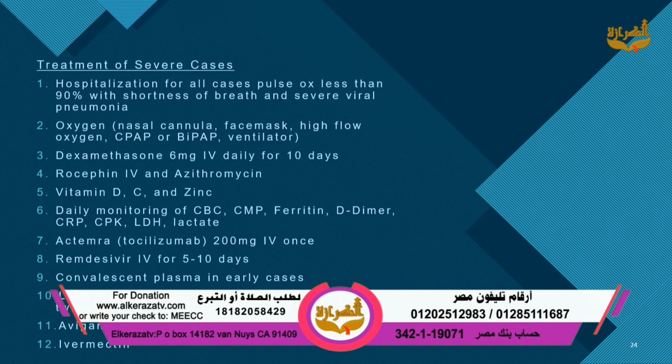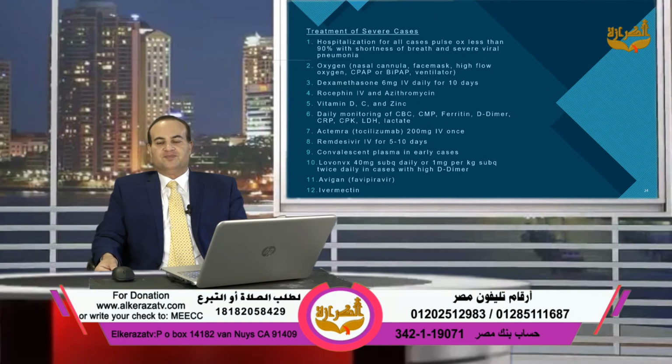Treatment of severe cases in the hospital, which I come to treat in the ICU and the floors. We check anybody with a pulse ox that is less than 90% in respiratory distress, breathing more than 20, 24, 30, 35, 36 breaths per minute, that's really respiratory distress. We start them on oxygen right away, either by nasal cannula or face mask or high flow oxygen, CPAP or BiPAP, and ultimately a ventilator.